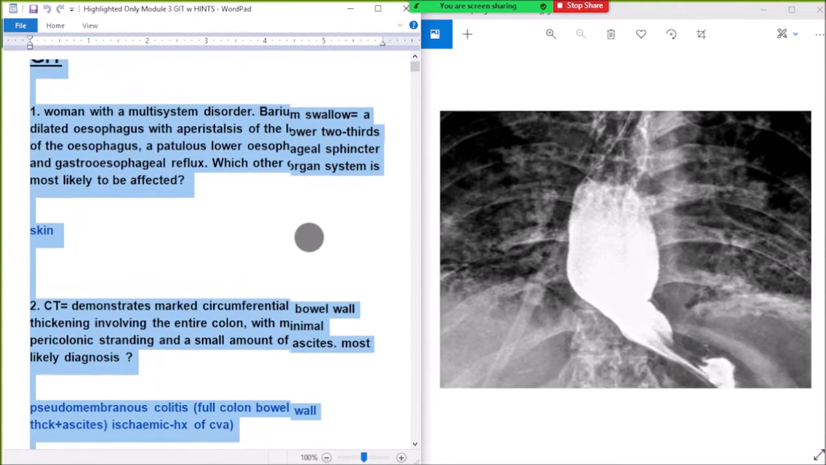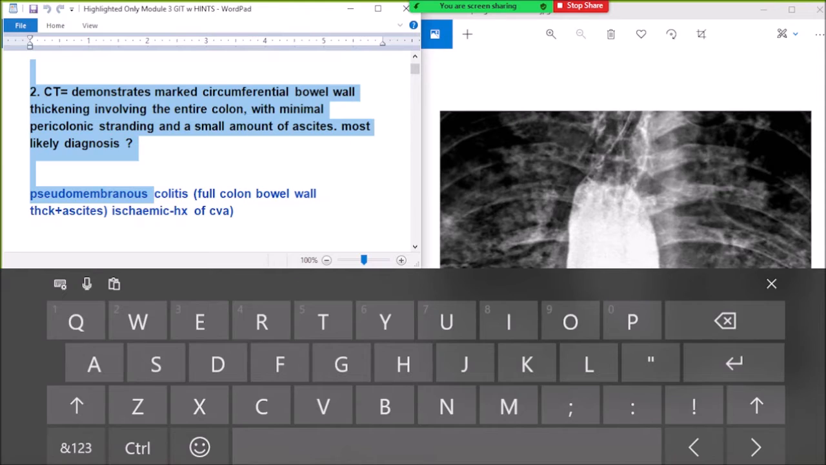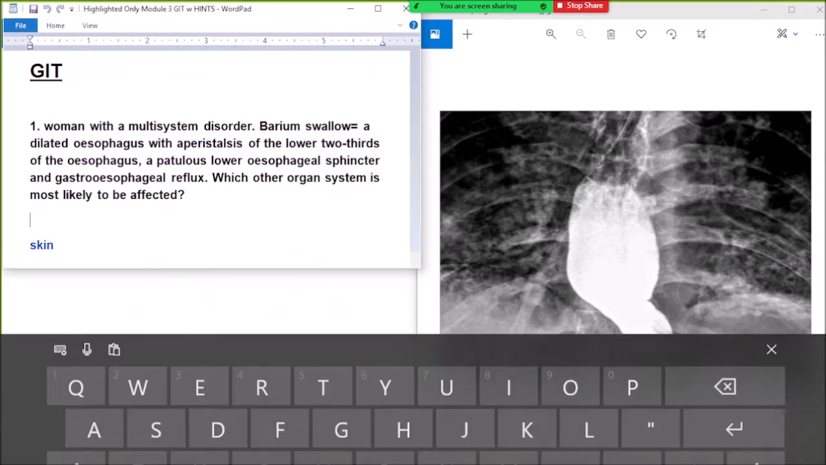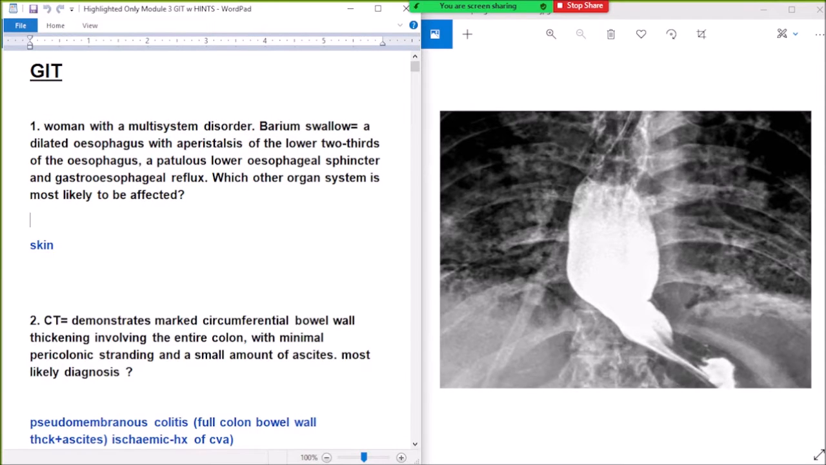Skin. ठीक है, ये diagnosis है scleroderma और जो है ये भी कह रहा है कि on barium swallow: dilated esophagus with aperistalsis of the lower third of the esophagus and a patulous lower esophageal sphincter and gastroesophageal reflux. But the diagnosis is scleroderma. Dilated upper esophagus with aperistalsis of the lower two-thirds of the esophagus.